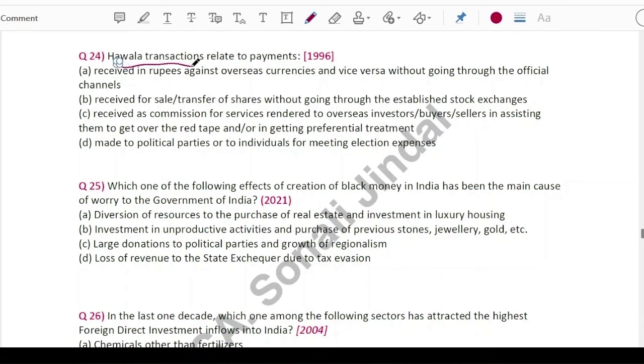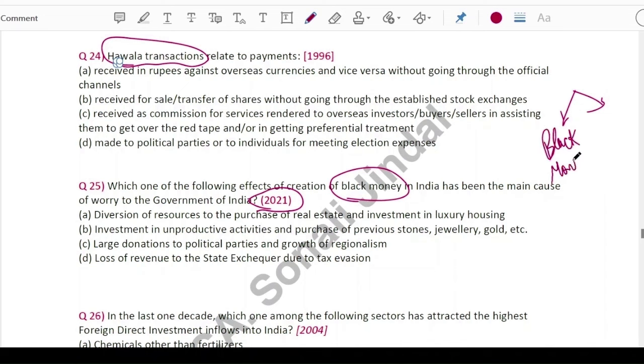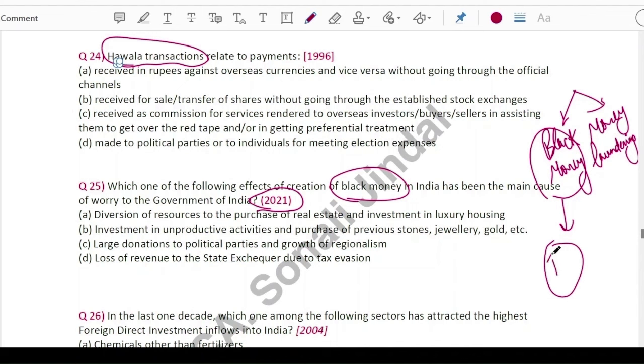In 1996, UPSC asked about hawala transactions, and in 2021, it asked about black money. Let me first explain the difference between black money and money laundering, to understand the intensity of money laundering. Black money is a part of money on which tax has not been paid. But money laundering includes the proceeds of crime relating to human trafficking, arms trafficking, etc. that has been laundered into clean money. Hence, we can say black money is a very narrow term that has been confused with money laundering. So, black money is simply that money on which tax has not been paid.